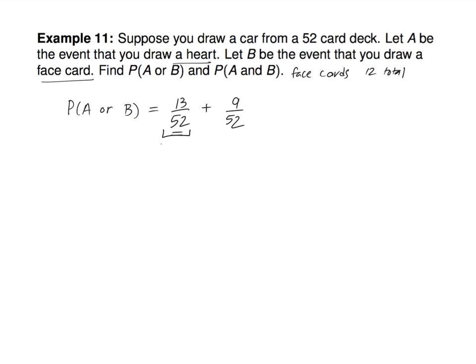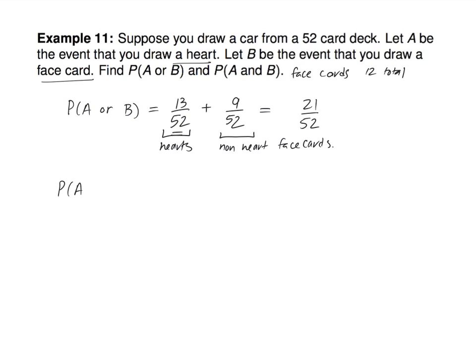So this is the hearts, right? This is the non-heart face cards. Because if it was just face cards, it'd be 12, right? But there's 3 of them that you already counted in the first thing. So that ends up being 9. That's up to 22 out of 52. My point with this is just to avoid double counting by thinking, is there some of the second thing already in the first thing?